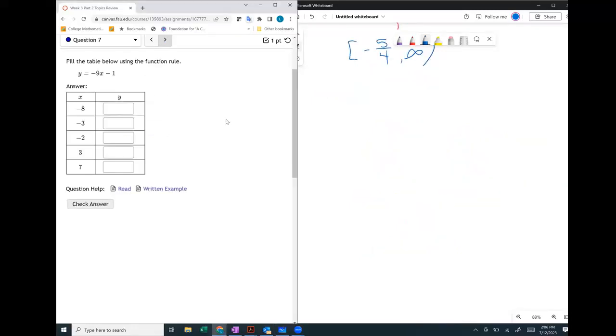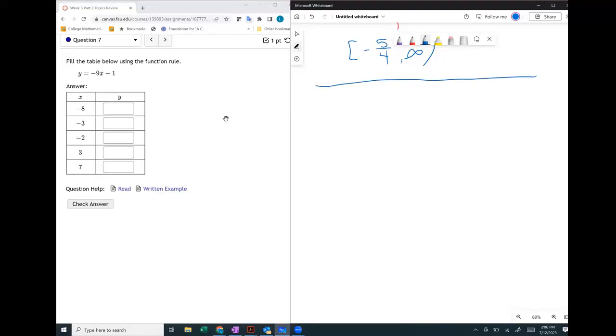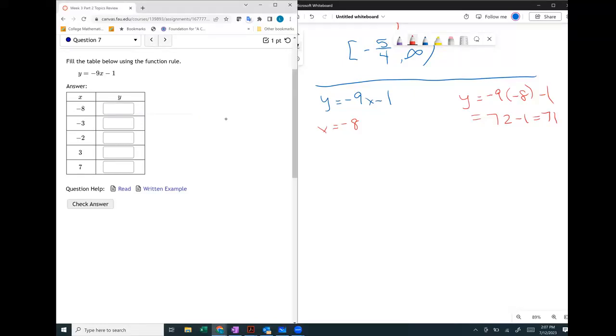Okay, so fill in the table below using the function rule. This is pretty simple. I'm pretty sure this should not be a problem. I have y equals minus 9x minus 1. I'm not going to go through all of them, but when x equals -8, I get y equals -9 times -8 minus 1, which equals 72 minus 1, which equals 71. So I would put that right in there. So 71.